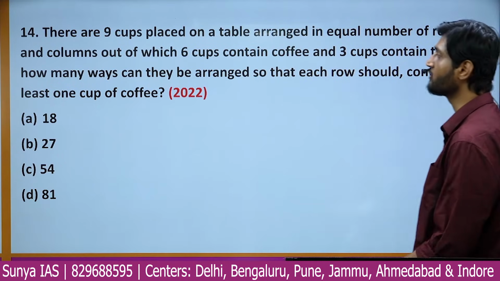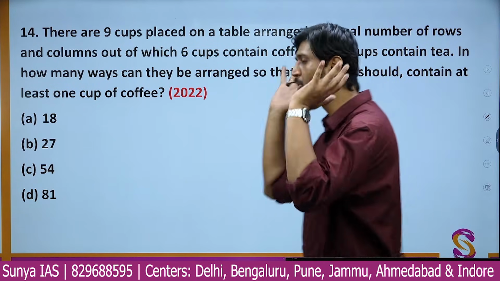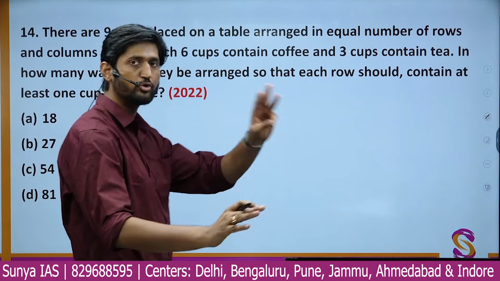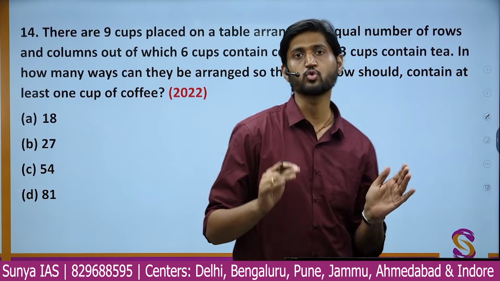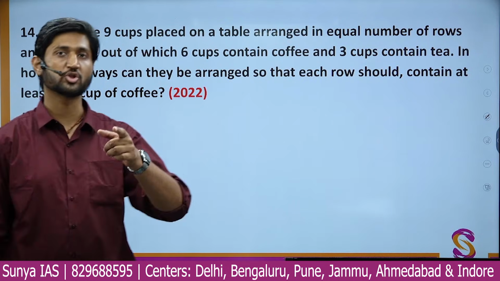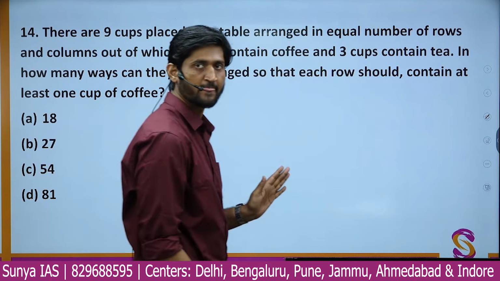Now we have the 14th question. This question again is a mind-boggling question. Do not want to mess with such questions in the exam. So I just told you 3 red flags. Out of the total questions which we are going to discuss today, there are 15 questions for permutation. 3 are red flags. Okay.